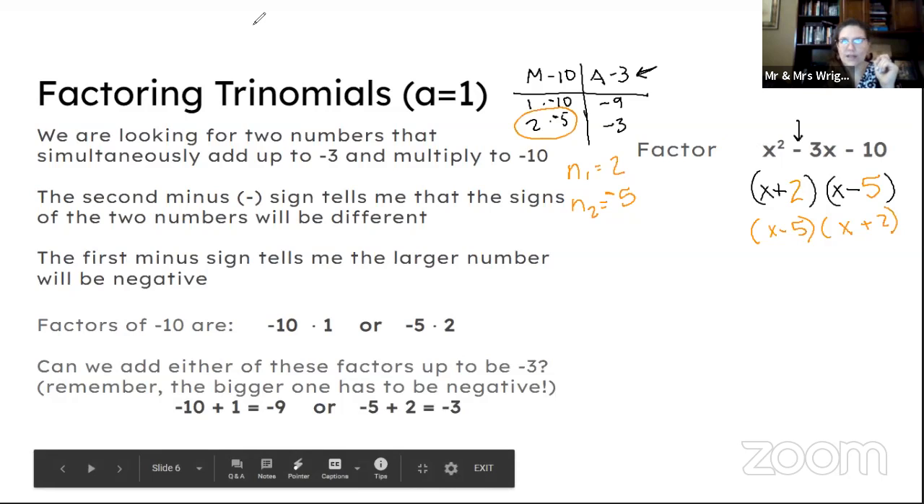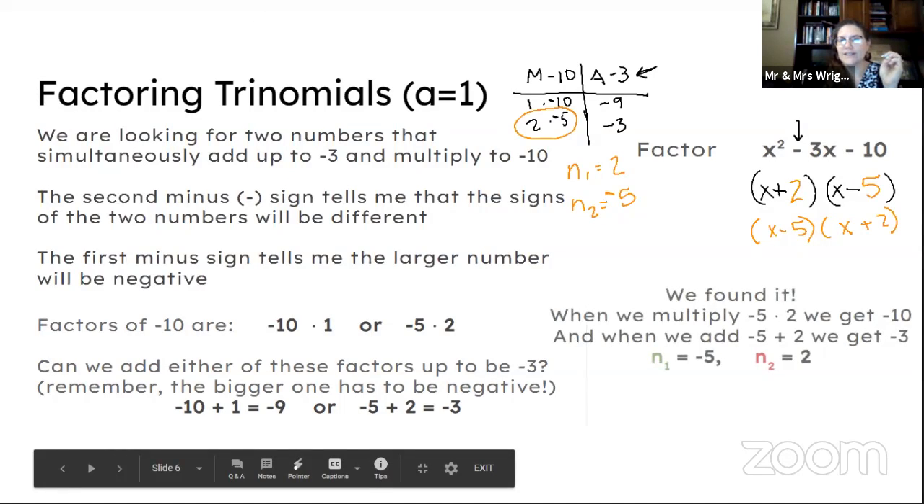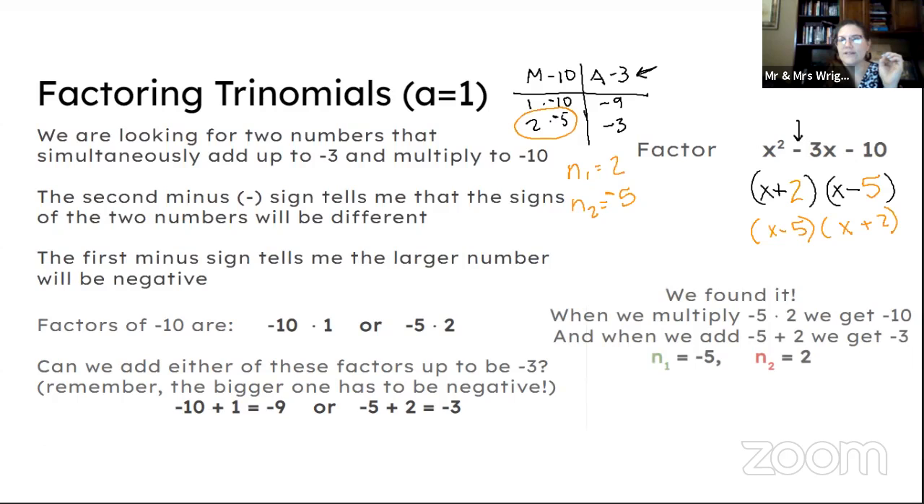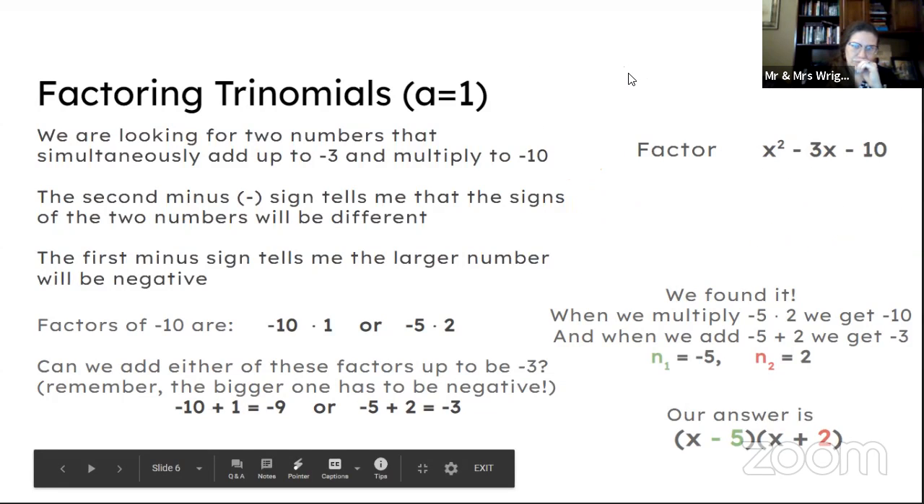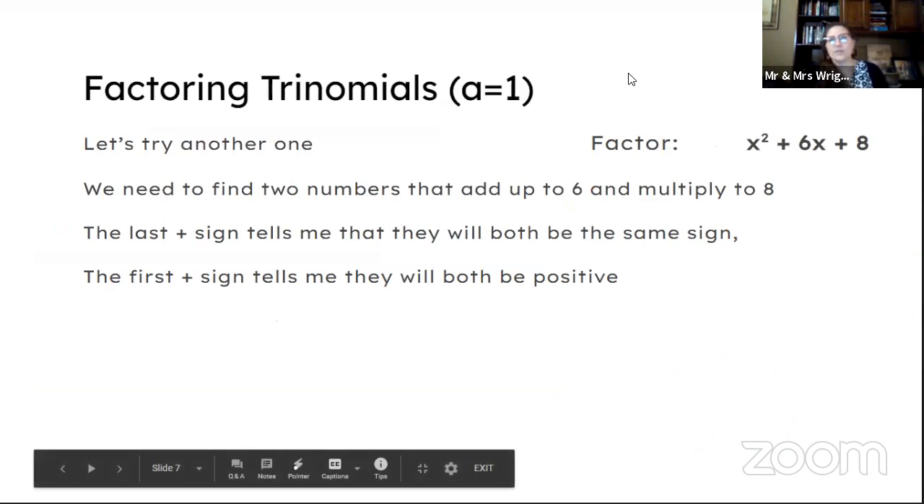All right, so here I have all that information written out in our notes, factors of 10. You can see which one of these adds to be -3. And then we found it, yay. N1 is -5 and N2 is +2. So the notes that I have here equal what the answer that's written in orange there. All right, so we've got another one to try here.